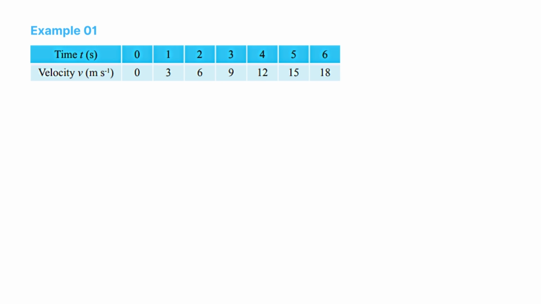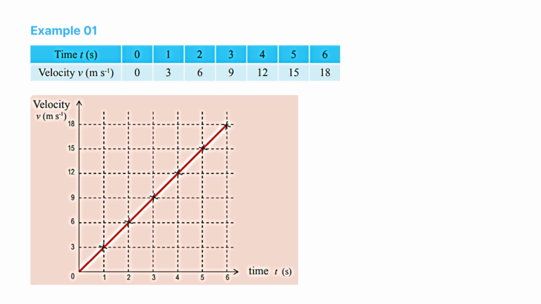The table below gives the variation of velocity with time for the motion of an object. So if we draw the graph it is going to look like this. Then what is the gradient here? It is the acceleration, so let's take 2 points of y-coordinates and x-coordinates and find the gradient. 18 minus 0, divided by 6, that is 3 meters per second squared. Therefore, the acceleration of the motion represented by the above graph is 3 meters per second squared.